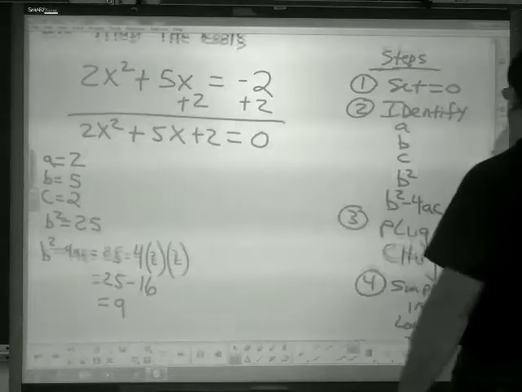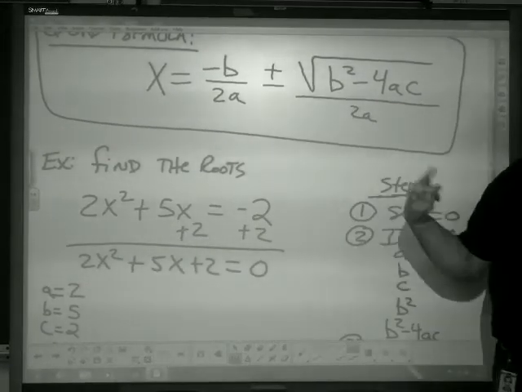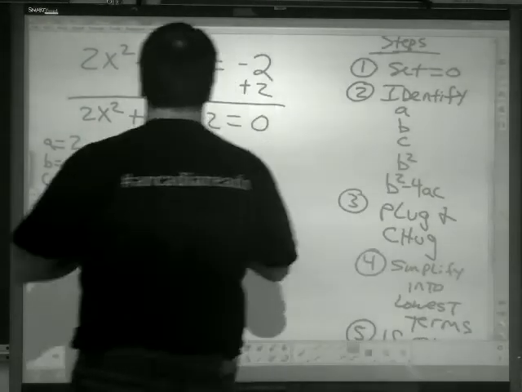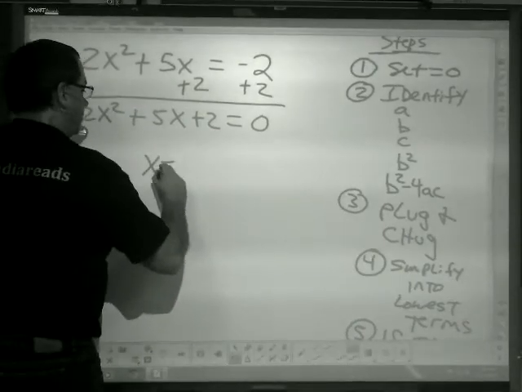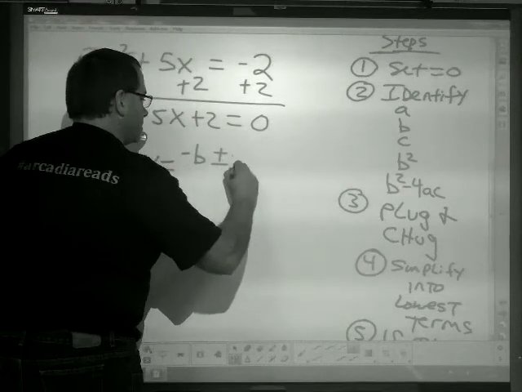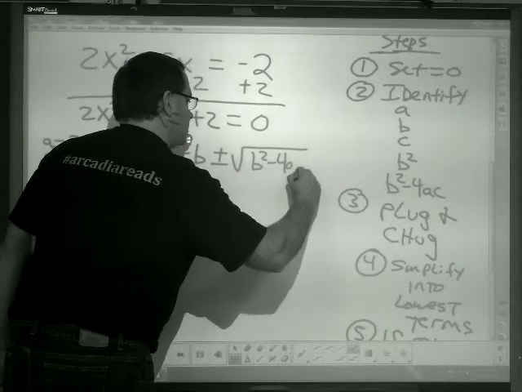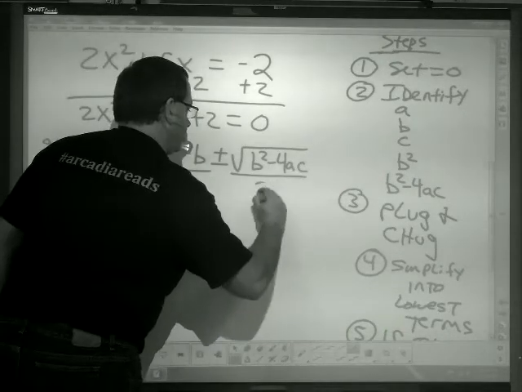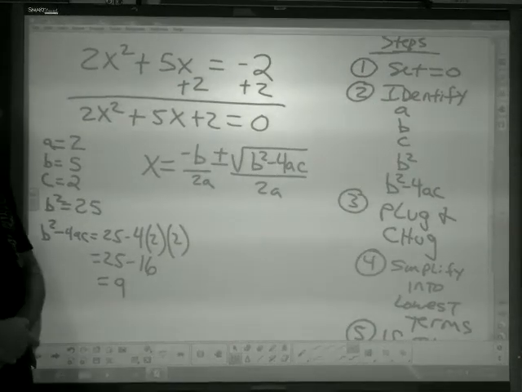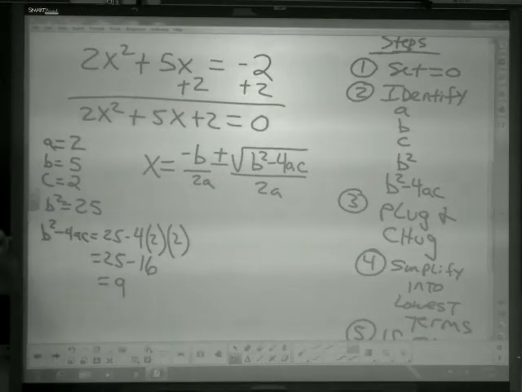Step 3, plug and chug. What do I mean by that? I mean, plug in now all my letters that I know, and let's chug out an answer. Let's crank out an answer. So, again, I'm going to rewrite my formula so I know what I'm working with. X equals, and I'm going to teach you this song, negative b plus or minus the square root of b squared minus 4ac all over 2a, and I'm going to put each of them over 2a for right now separately, and we'll talk about that later, why I did it that way. Some teachers will put them all over 2a. It's the same thing, no big deal.